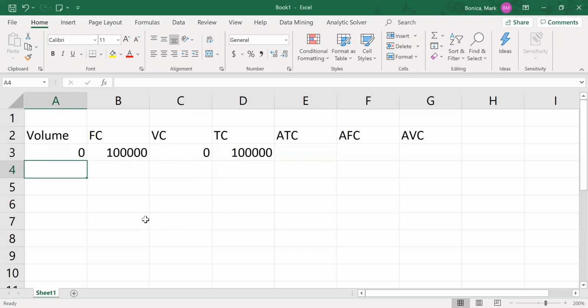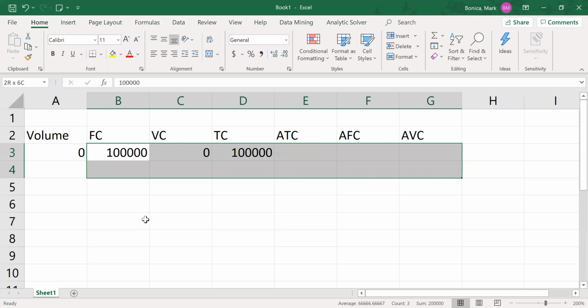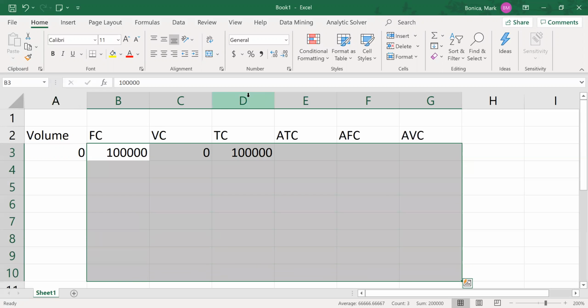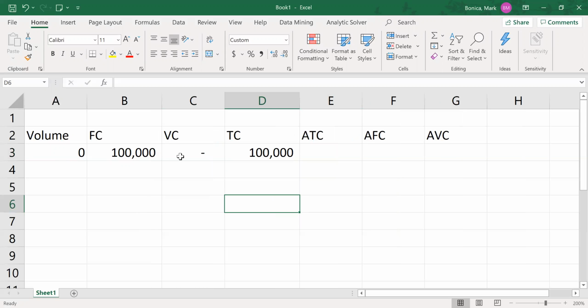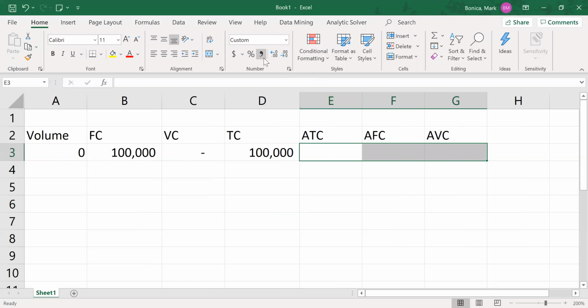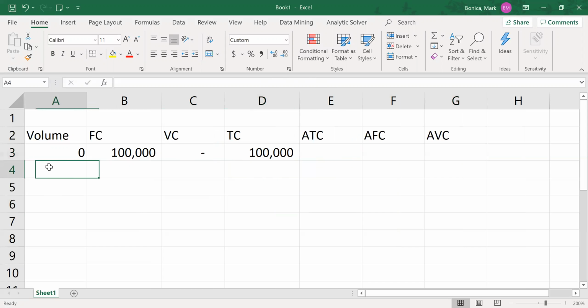So I'm going to go down here. Okay, so that's kind of our starting point. What if we do one visit? What is the fixed cost going to be?